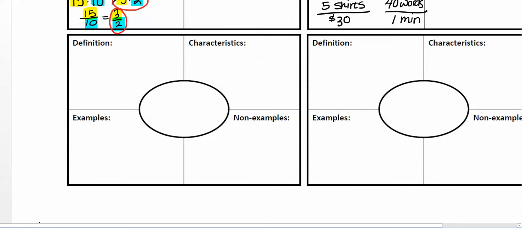Okay. Next word. Our next word is stemming off of the idea of rate. We have something called a unit rate.